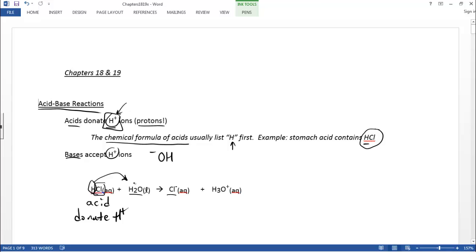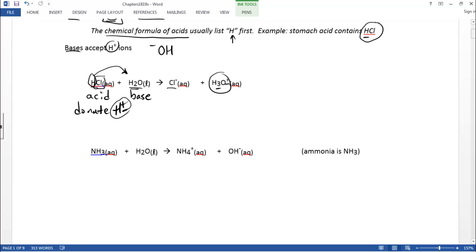The hydrogen comes off as a naked proton. And then that naked proton bounces over here onto the water. So instead of 2 H's, it now has 3. And the hydrogen came over with a positive charge. So now the whole thing is positive. Water here accepted the H+ ion, so now it's the base.